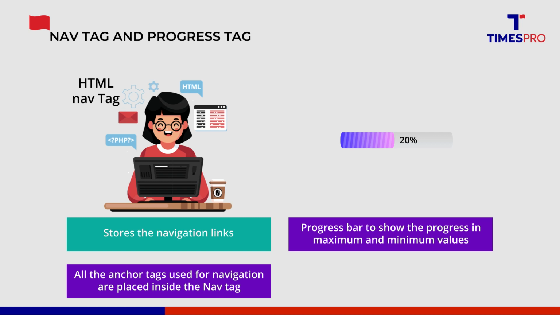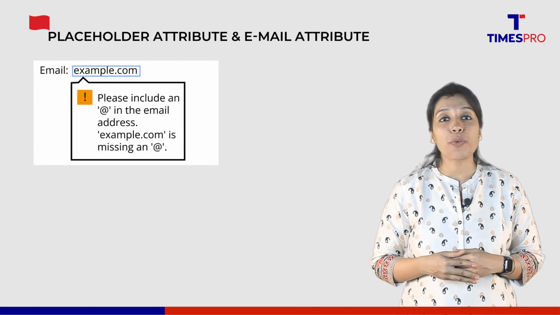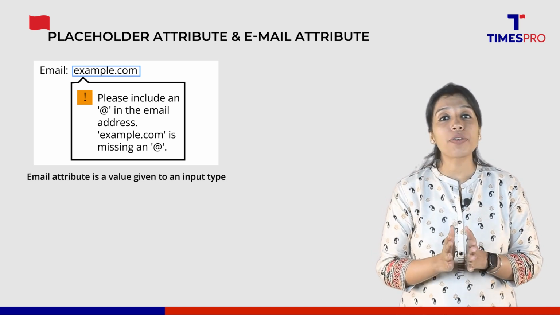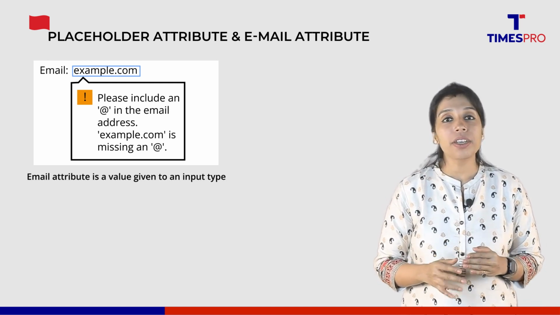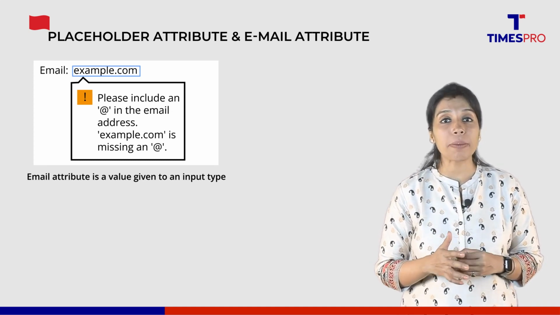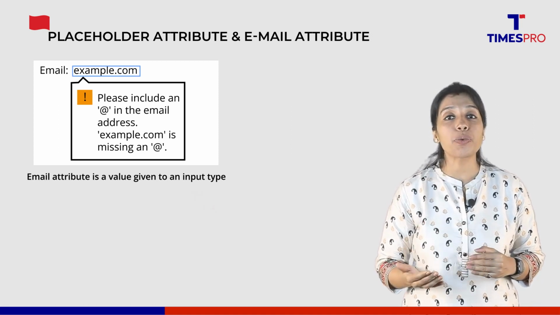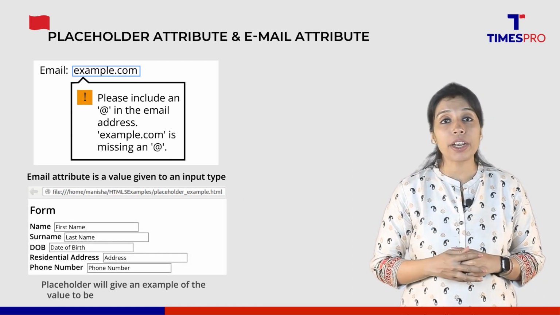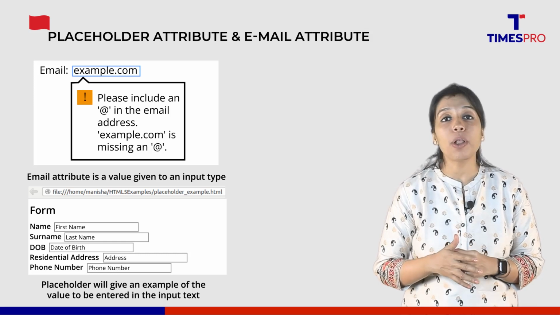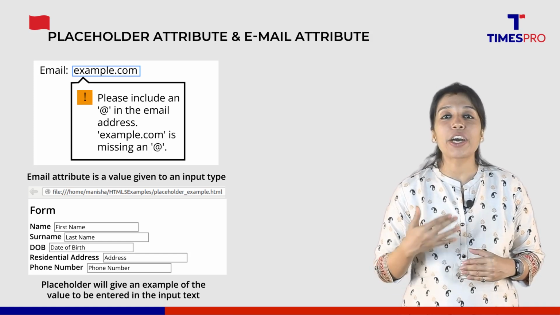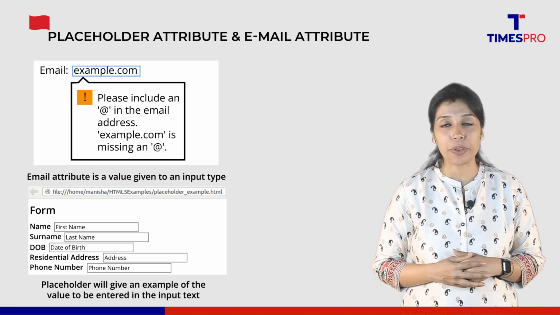The next two attributes are the new attributes added to the form tag. One is the placeholder attribute and one is the email attribute. The email attribute is a value given to an input type. Earlier, the input would only take text as an attribute value. But in case you mention email as the attribute, it would validate the use of @ in the email address. The placeholder attribute gives the user an example of the value to be entered in the input text. In the next video, we would see a small example on these form attributes.